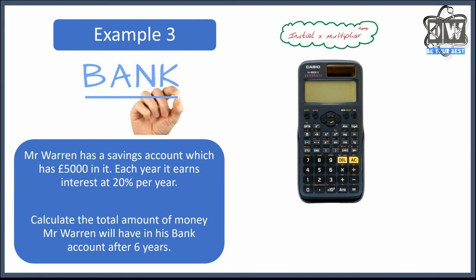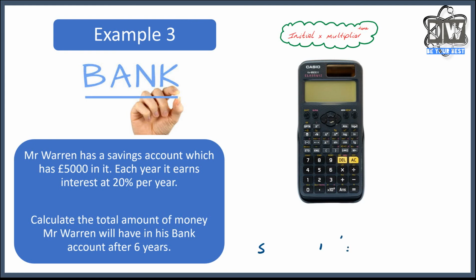Mr. Warren has a savings account which has £5,000 in it. Each year it earns interest at 20% per year. Calculate the total amount of money Mr. Warren will have in his bank account after 6 years. So initial is going to be my £5,000. My multiplier is going to be this 20%, but remember I've got to add 20% to 100%, which will give me 1.2. My time is going to be 6.